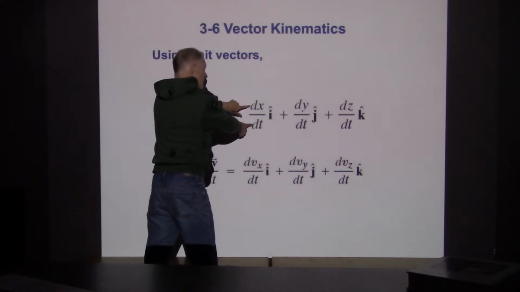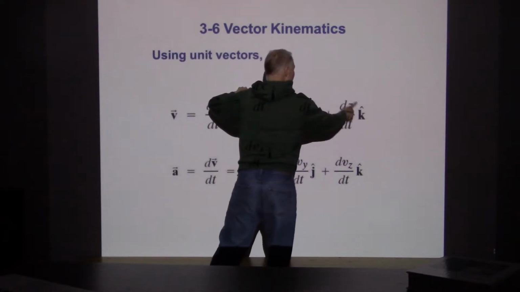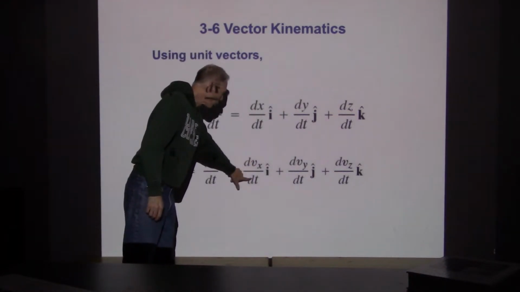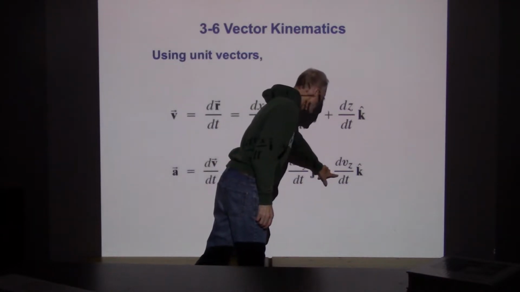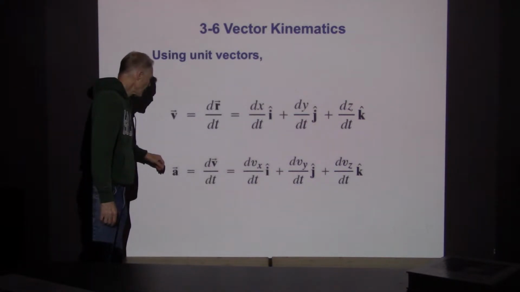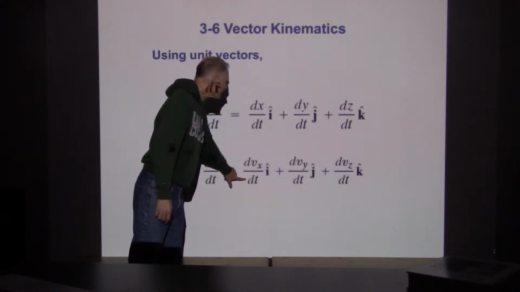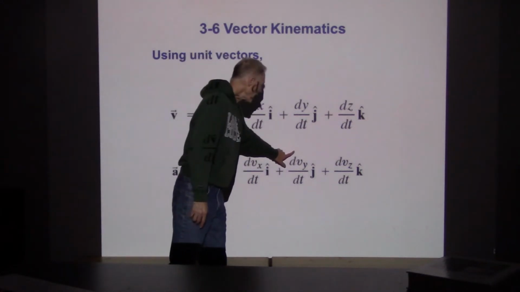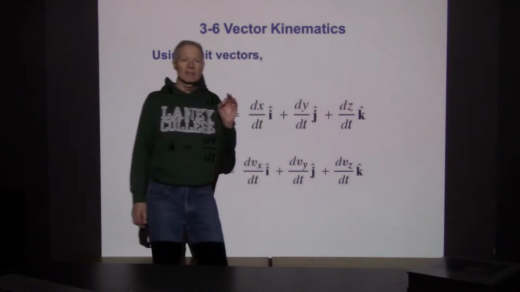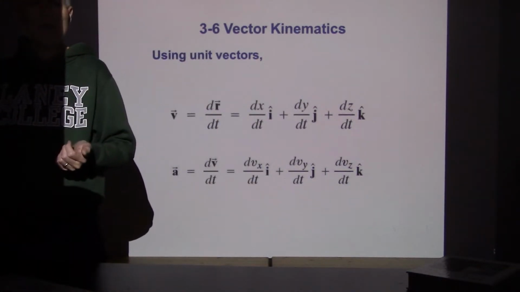This right here is vx. This right here is vy, and this expression is vz. Now we take those and take one more time derivative. Again, we take the infinitesimal and divide by dt, and that gives us the components of acceleration. So dvx/dt is ax, dvy/dt is ay, dvz/dt is the z component. That's how it works.